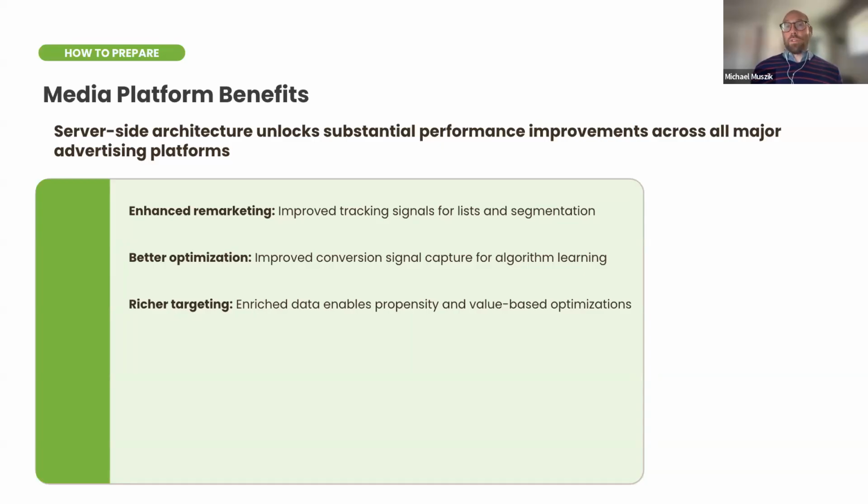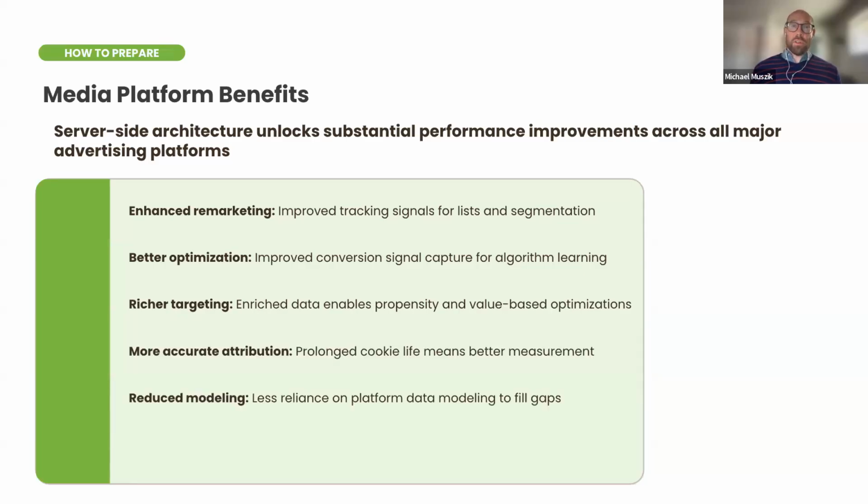Another item would be reduced waste and clearer measurement. When signals are missing, platforms model, and modeled data is directional and not precise. What this really means is that platforms can really see who converted, which actions they took, what users are actually worth, and how to find more users like them.